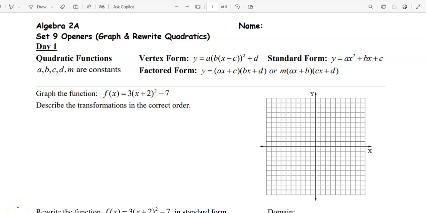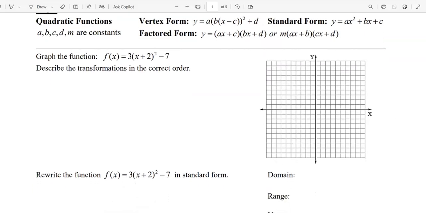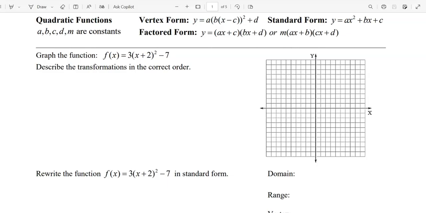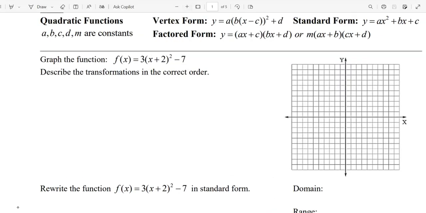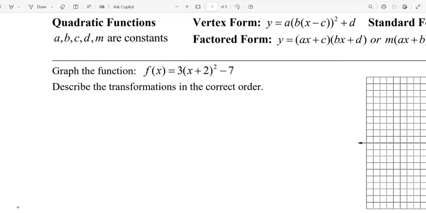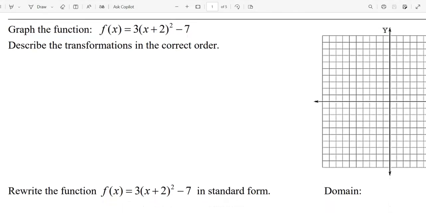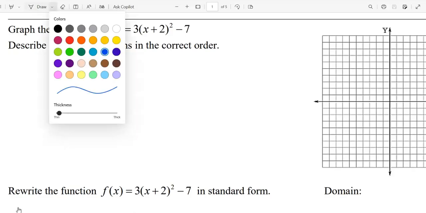The only place that I see you possibly messing up is where it asks you to write it in standard form, okay? So notice at the top, they do give you vertex form, standard form, and factored form. That can help you if you're confused with what form I'm asking you for or what form you have. The first one says graph the function f of x equals 3 times x plus 2 squared minus 7, and it says describe the transformations.